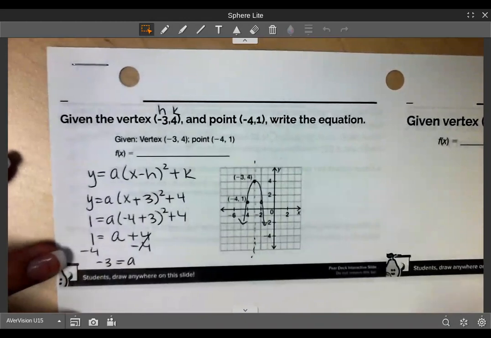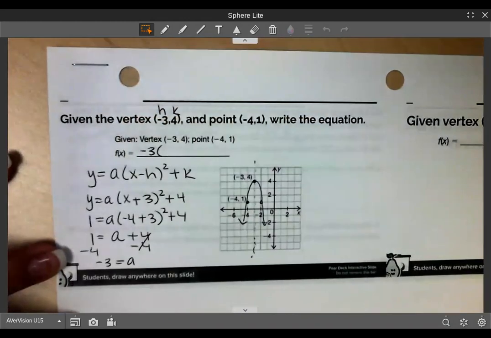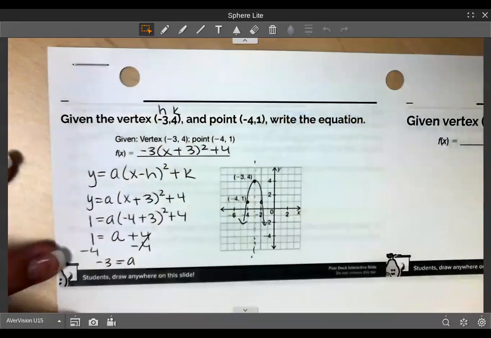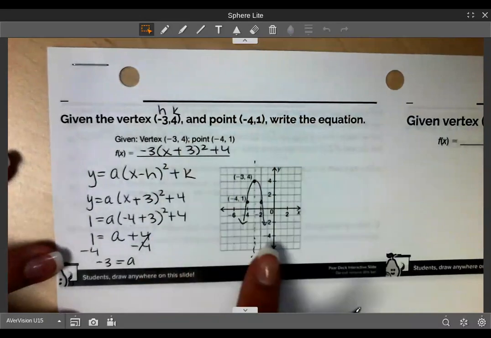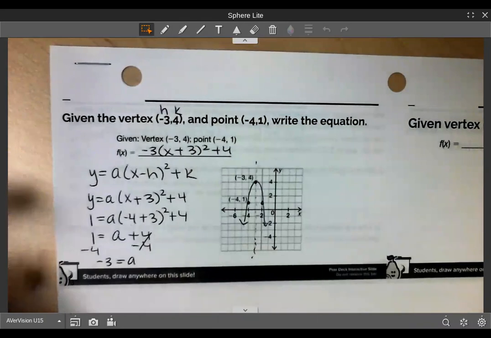Once we have that a value, then we can go ahead and plug that in for the a, and then I have -3 times x plus 3 squared plus 4. And there is the equation for our graph here.